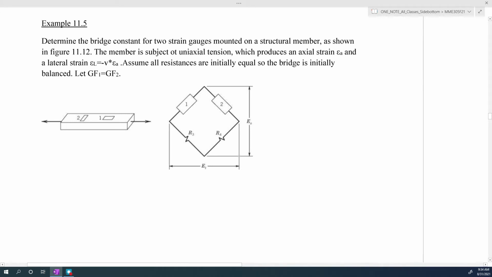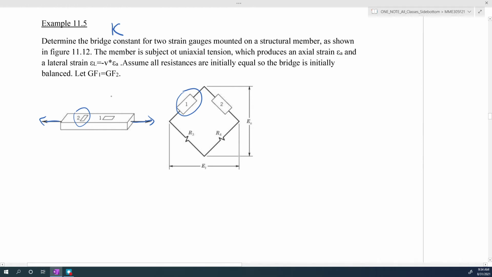So in this example problem, we're asked to determine the bridge constant kappa for two strain gauges that are mounted on a structural member that's shown on the left hand side here. We have one strain gauge going along the direction where the force is being applied, and that's in position 1 of our Wheatstone bridge. In position 2 of our Wheatstone bridge, we have one going in the lateral direction, so in the Poisson's direction.